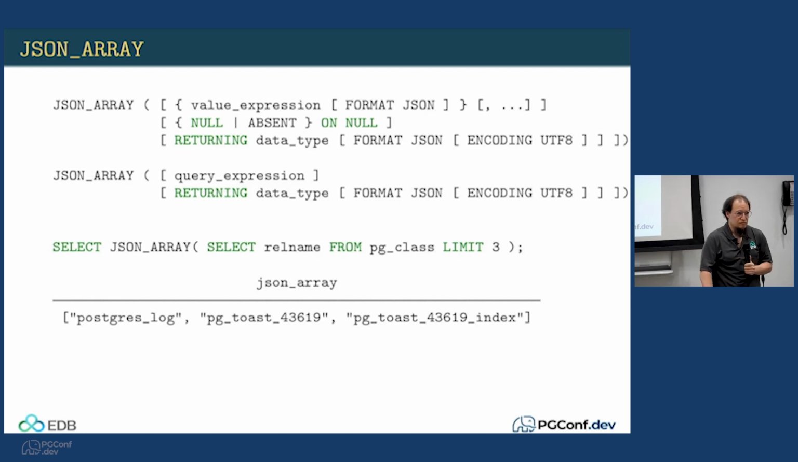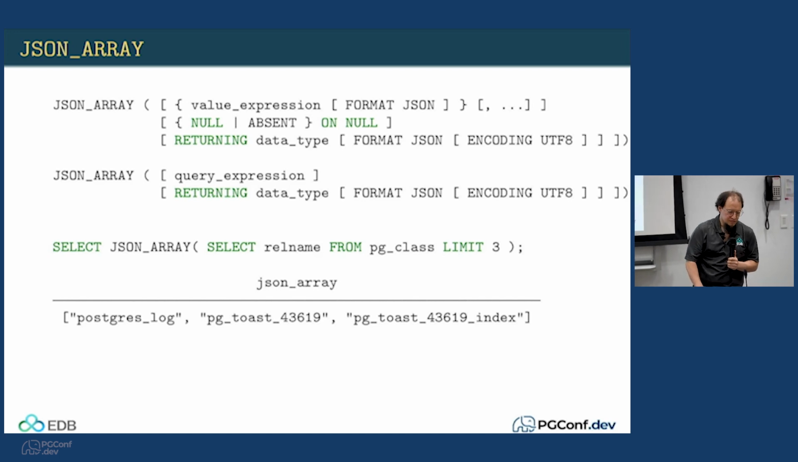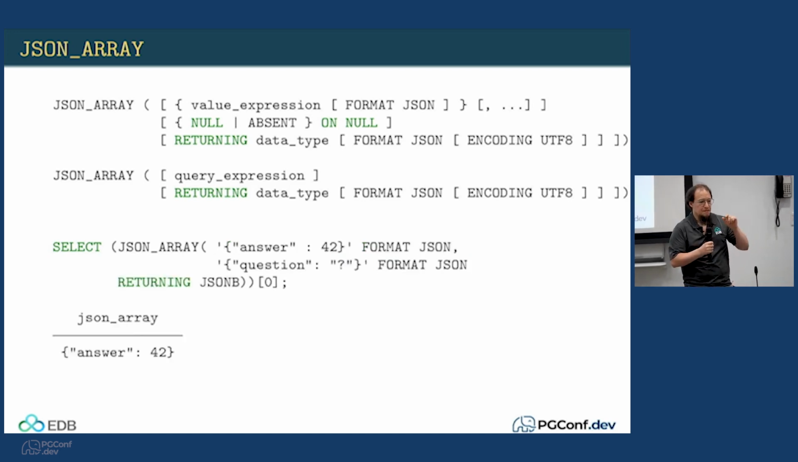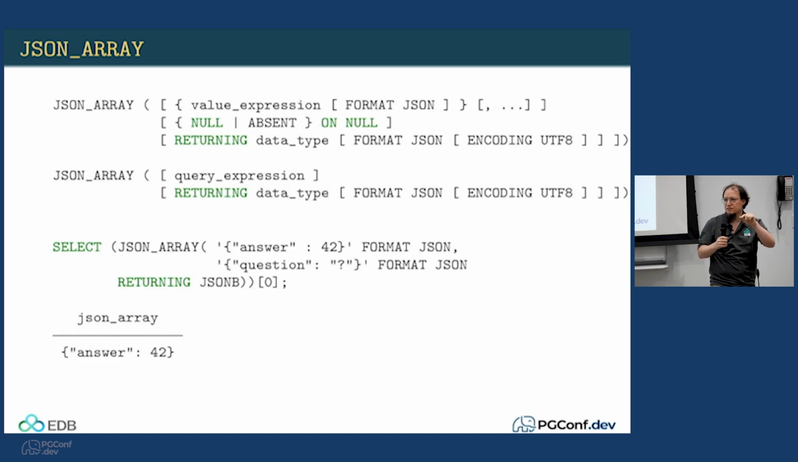And is that a JSON array, or is that just an array value that you could then insert into an array column? This is a JSON array. Okay. And here, you can use the returning clause to tell the system that I want JSON array to return type JSONB instead of plain JSON.